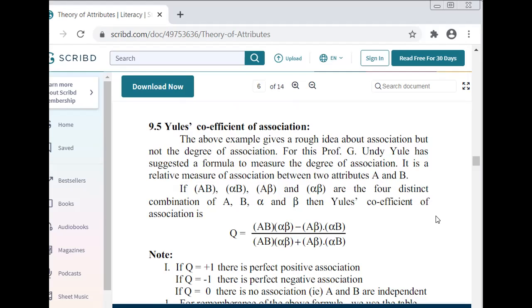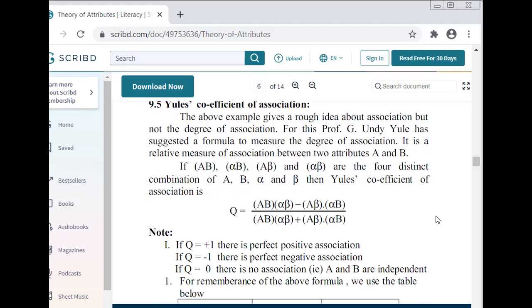Frequency of AB into alpha beta minus frequency of A beta into alpha B, divided by frequency of AB into alpha beta plus frequency of A beta into alpha B. This is the formula.